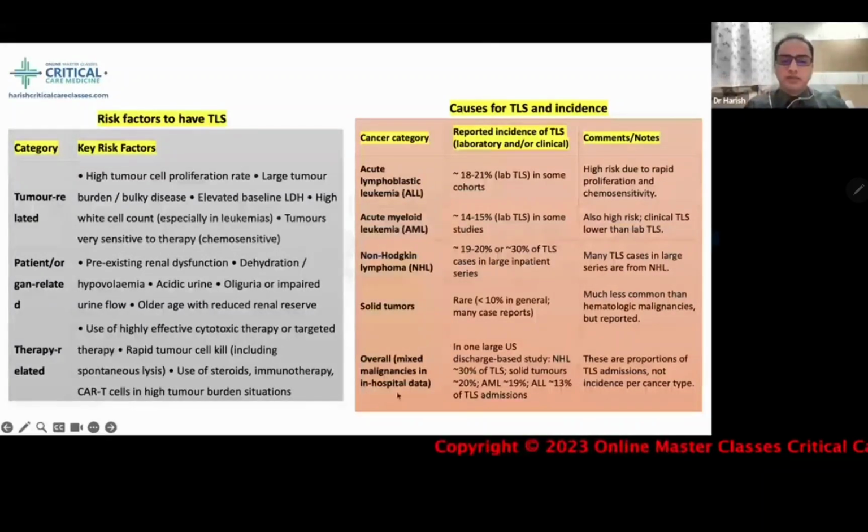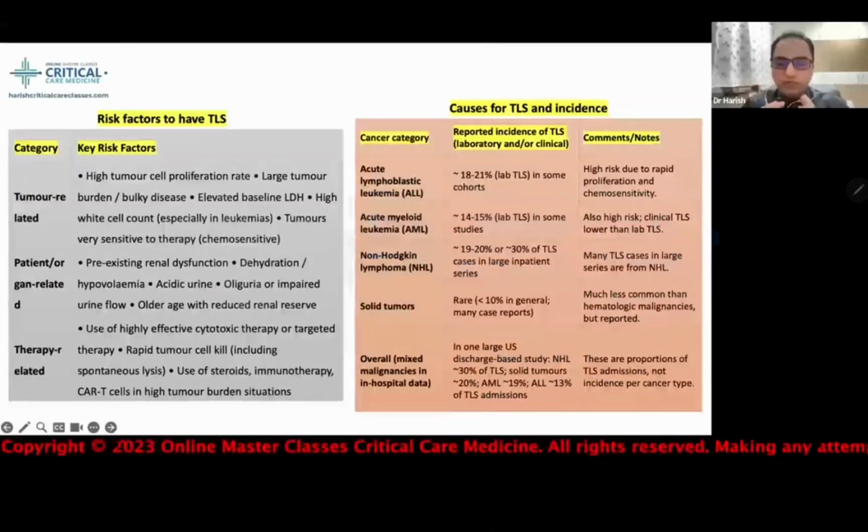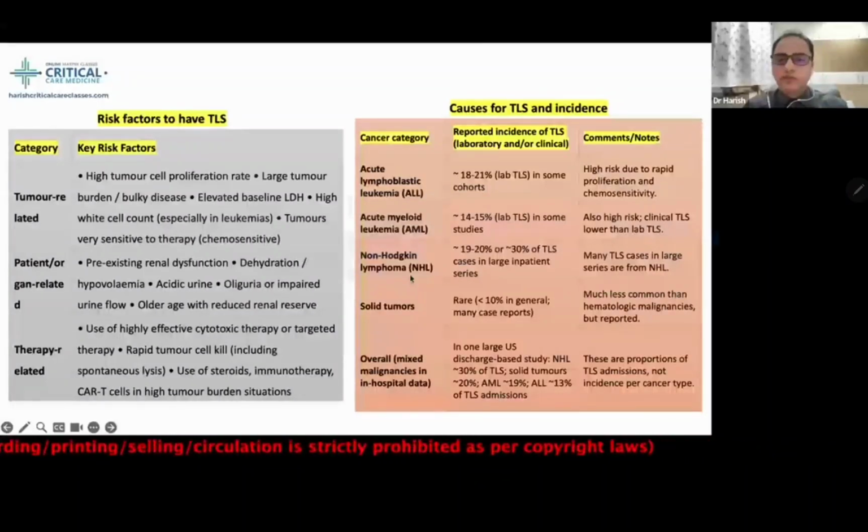Overall, mixed malignancies in hospital data. In one of the large US discharge-based studies, non-Hodgkin's lymphoma corresponded to 30% of TLS, solid tumor 20%, we don't know, AML 19%, ALL 13%. So this is the mixed malignancy hospital data. But otherwise, ALL and non-Hodgkin's lymphoma, Burkitt's lymphoma, are the most common causes of TLS. Okay, you can just go through the incidence.